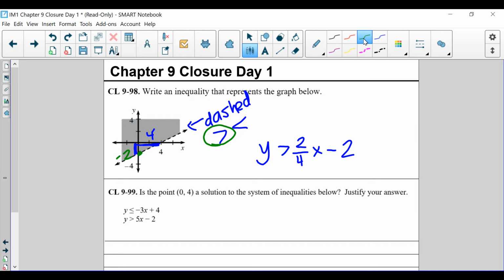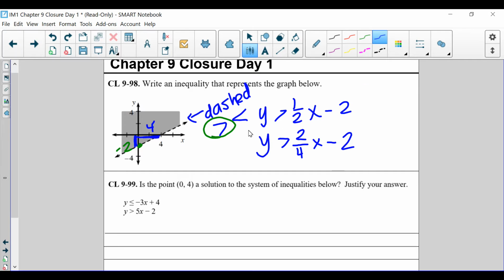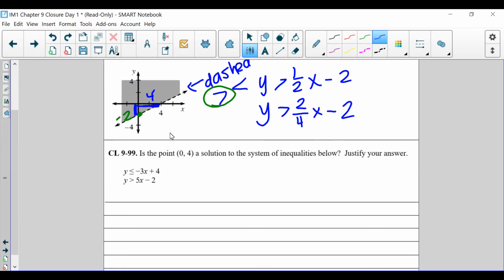And there's our inequality. Some of you might want to rewrite it so that you have a fraction that's simplified. That's fine as well. So those two answers are what we have as the inequality for this graph.